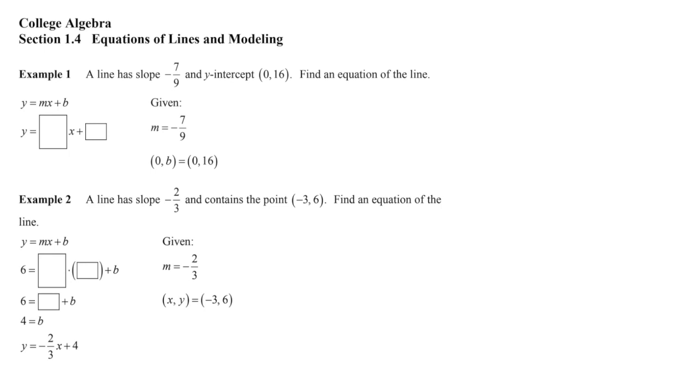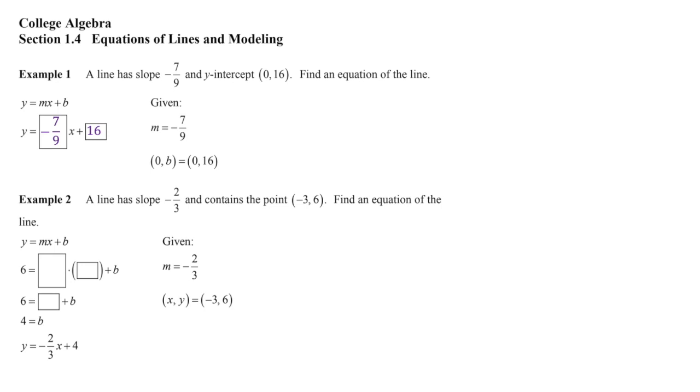We talked about in our last lesson y equals mx plus b, where m is slope and b is the y-intercept. Well, we are given the slope and we are given the y-intercept, so we can fill in the blanks for slope of -7/9 and 16 for b, so that our equation of our line is y equals -7/9 x plus 16. However, it's not always going to be that easy.